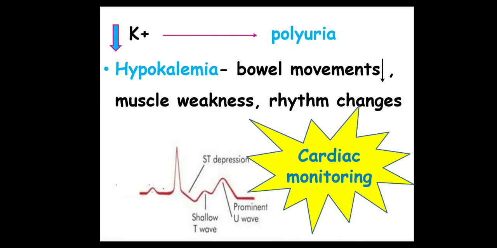And hypokalemia can also lead to polyuria. How come polyuria? Hypokalemia causes vasopressin receptor resistance. What is vasopressin? It is anti-diuretic hormone, the diuresis-preventing hormone. When there is resistance to ADH, what happens is diuresis. That is how polyuria occurs.